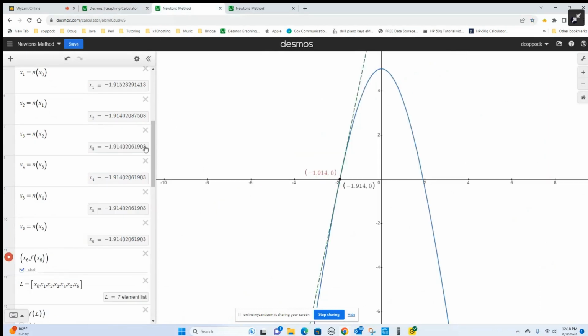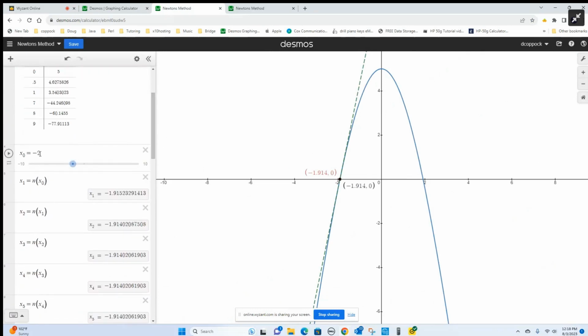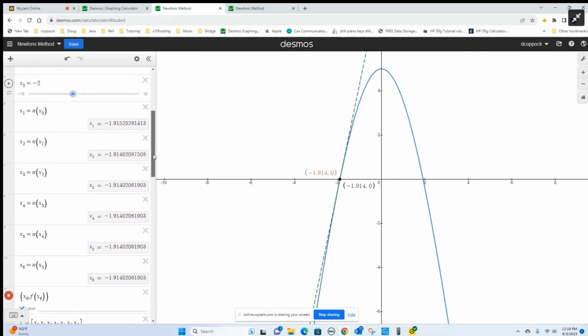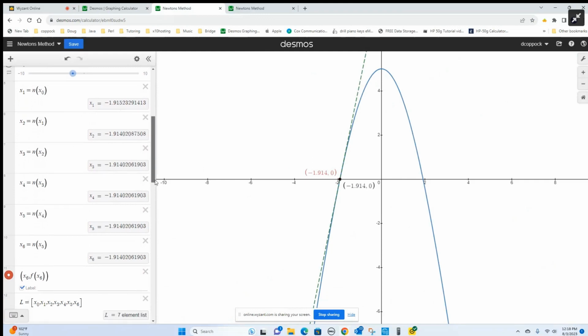Here's what it actually looks like with Newton's method. Okay, there's the function. There's Newton's method, your initial approximation minus f of x over f prime of x. And we started with x sub 0 equals -2. There's the initial tangent line. And then I use this value in Newton's method, n of x sub 1, that gets me closer. x sub 3 is n of x sub 2, and so on until these start repeating.